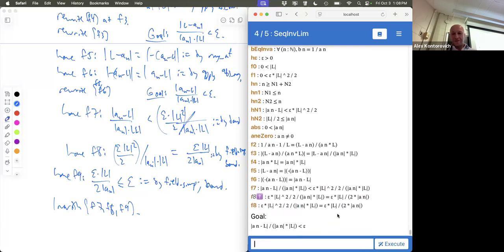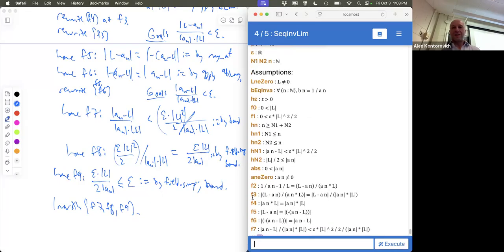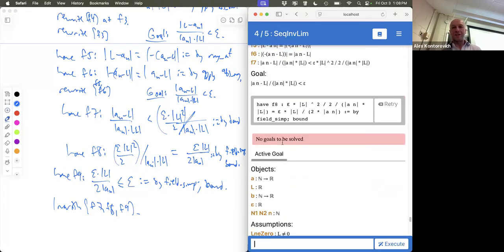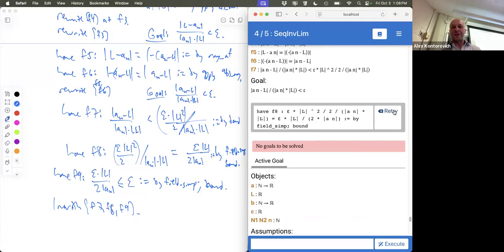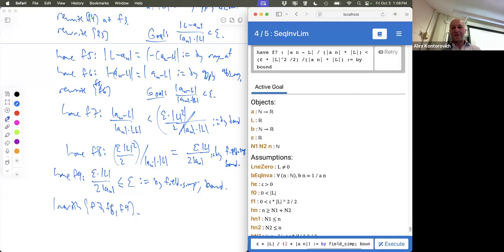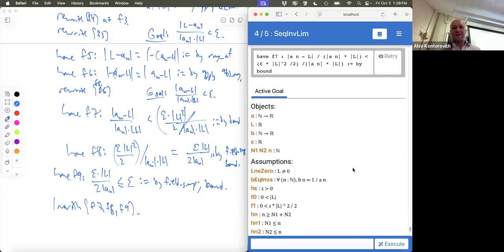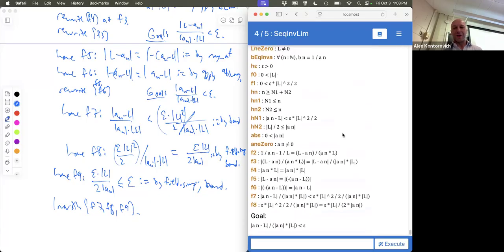Whoops, I called it F8. So there, if you make a new fact, it must think I did it twice. So let me retry this and just get rid of the bound there. This is a bug in the game. Okay, there we go. Great, we're almost there.